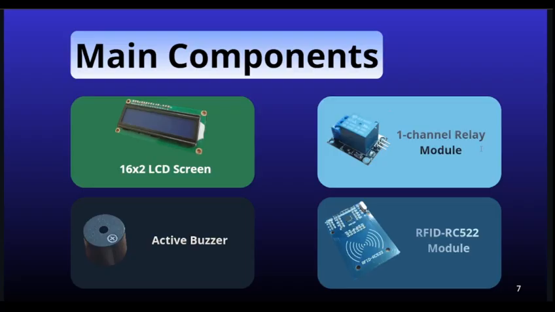And finally, the RFID RC522 module. This is our near-field transceiver. It operates at 13.56 MHz and is responsible for generating the electromagnetic field to power the passive card, send request commands, and receive the ACK. All communication with this module, as we mentioned, is done by SPI.